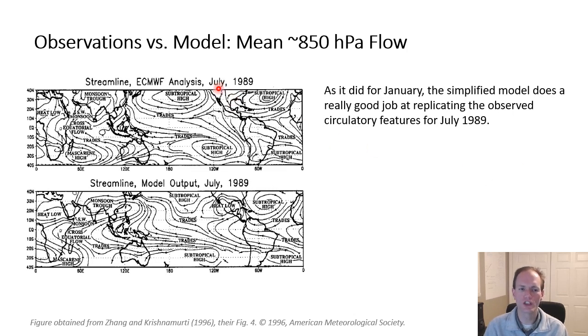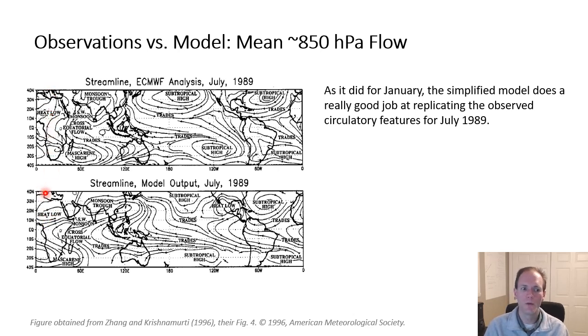If we go to July, we get the same type of agreement. Subtropical highs over the North Atlantic and North Pacific Ocean in both the analysis and the model output. We get some disagreement here over Mexico, southern portions of North America, where we see a very strong heat low driven by the diabatic heating in the model output that we don't really see nearly as strong in the actual analysis.